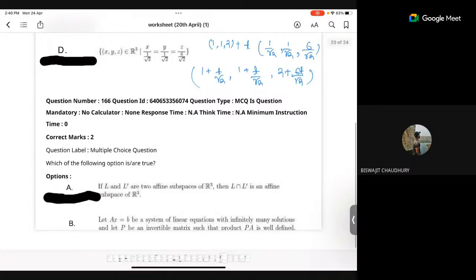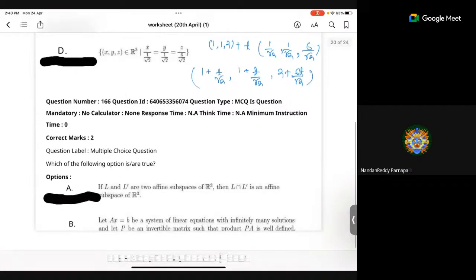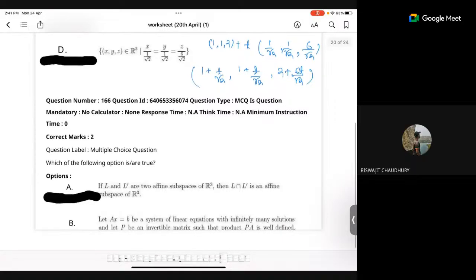Is this clear now? Yes, sir. True, but don't know about B. Okay. They have infinitely many solutions, then delta of A is zero. If A equal to B has infinitely many solutions, then delta of A is zero. But how do you know that you are able to find the determinant of A if A is not a square matrix?